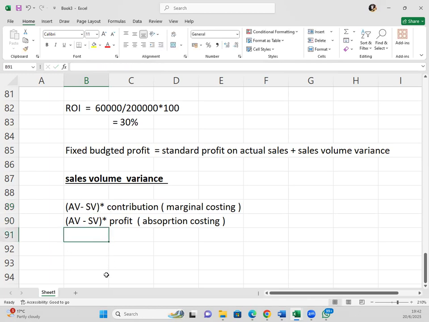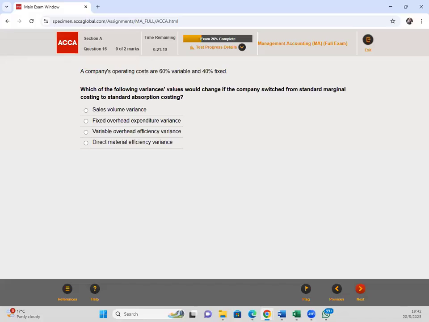Going back to the question, the variance which is affected by marginal costing and absorption costing is the sales volume variance, because it can be sales volume profit, which uses absorption costing, or sales volume contribution, which uses marginal costing.